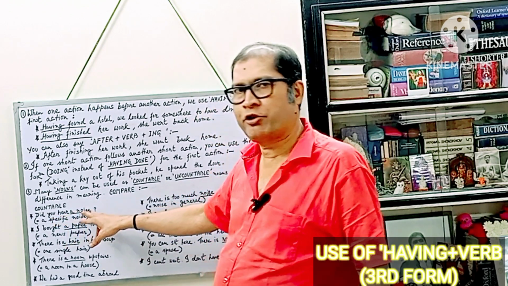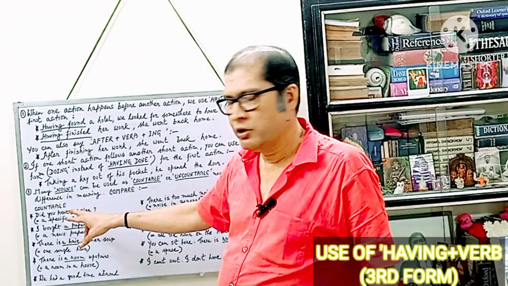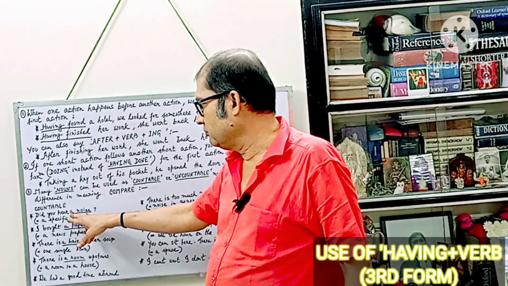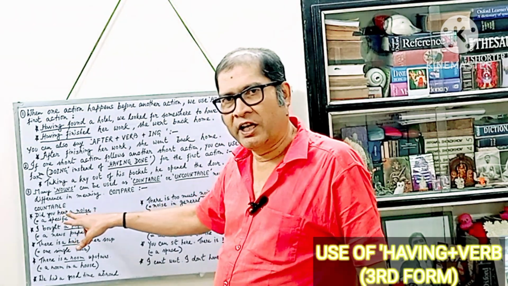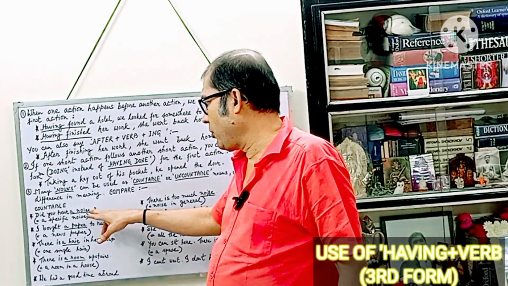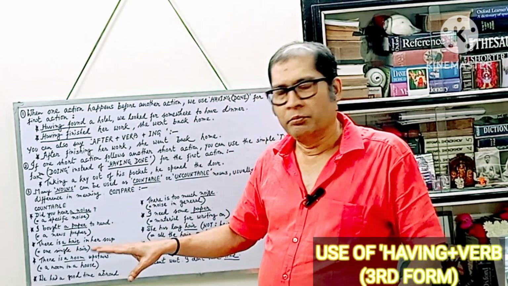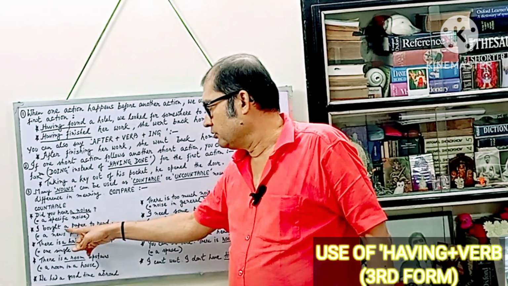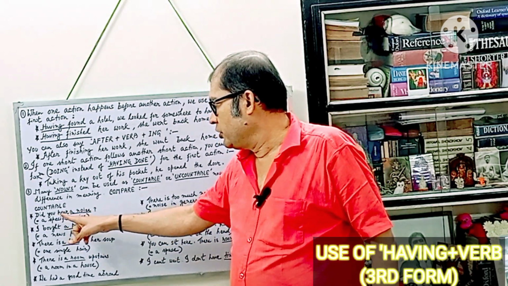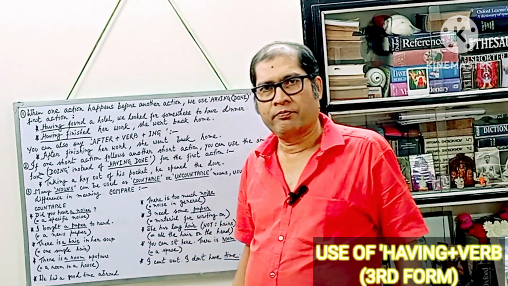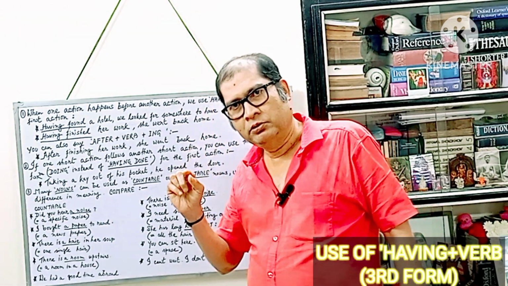Did you hear a noise? Noise. Before this noise, there is this article, a. Therefore, it is quite clear to everybody that noise is here a countable noun because there is an article. Did you hear a noise? A noise. Countable? All right.